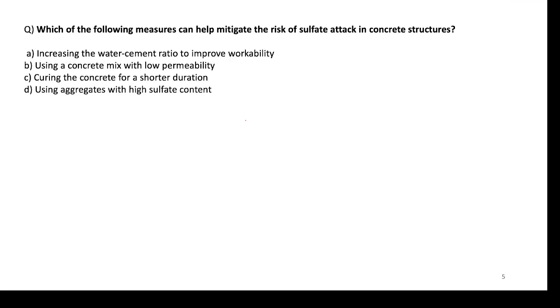Okay, the next question is: which one of the following measures can help mitigate the risk of sulfate attack in concrete structures? Now, if there is a possibility of sulfate attack in the concrete structure, how can we prevent it? The options are: increase the water to cement ratio to improve workability; use a concrete mix with low permeability is the second option; covering the concrete for a short duration is the third option; and the fourth option is using aggregates with high sulfate content. Think on it.